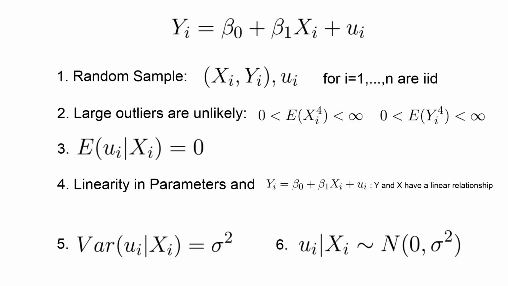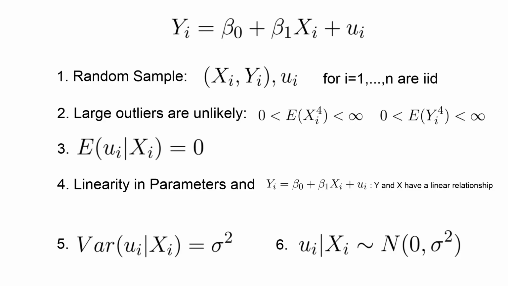Assumption number 5 is saying that variance of ui given xi is sigma squared. By now, I hope you already noticed that I used the words given and conditioned interchangeably. They mean the same thing. Coming back here, note that sigma squared doesn't have an i subscript, so the conditional variance is the same for all ui's.